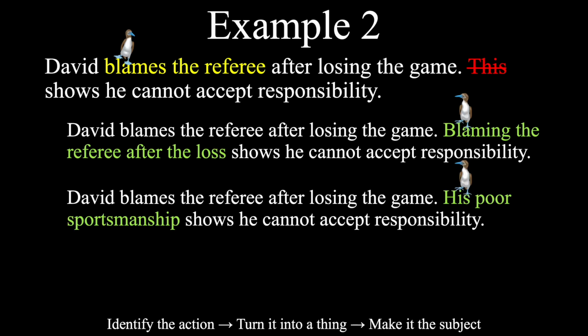Great. David blames the referee after losing the game. His poor sportsmanship shows he cannot accept responsibility. That's a little more interesting. It's a little bit less repetitive, but we're explaining the same idea instead of just leaving it vague by saying this. I'm identifying the action, turning that action into a thing, an idea, and I'm making that idea, that thing, the subject of my elaboration.